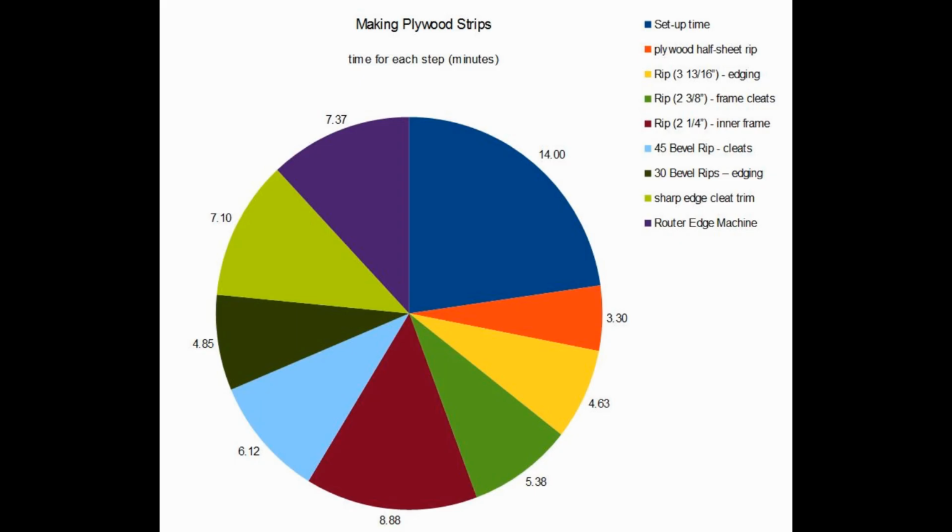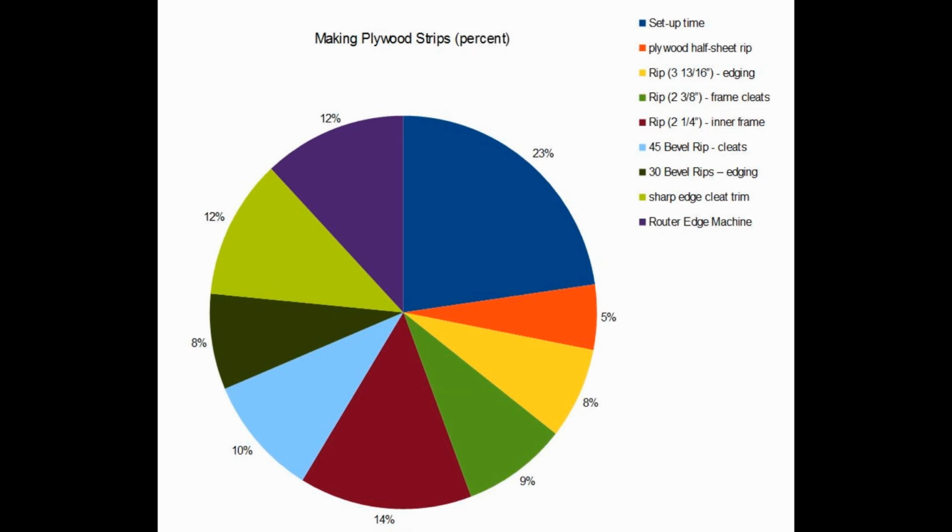Okay, this first pie chart is for the time measurements for making the plywood strips out of sheets of plywood, and the setup time for this part of the process took more than other parts. I also can do the same pie chart by percentage, so you can get the percentage values of the total process of processing the plywood.